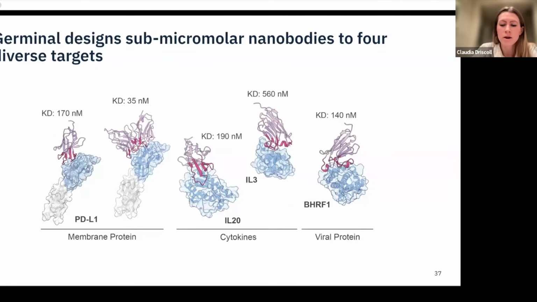For BHRF1, this is an example of a non-human antigen. This is a BCL2-like anti-apoptotic inhibitor from Epstein-Barr virus. And so this was an example of a viral antigen that we can use as a design substrate.